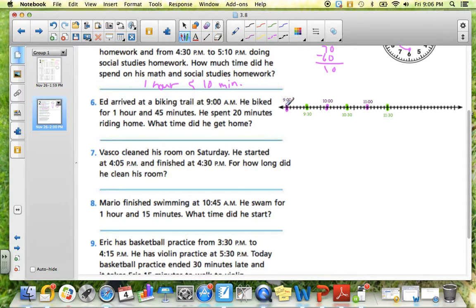So let's start on our number line at 9 a.m. and he biked for 1 hour. So from 9 to 10 and then 45 minutes. So we know that this is 10:30, 10:35, 10:40, 10:45. So this is where he is now. Then he spent an additional 20 minutes riding home. So let's count 20 minutes by fives and see where we get. So 5, 10, 15, 20. So we get right here. And we know that this is 11 o'clock on our little timeline. So 11:05. He got there at 11:05 a.m. Perfect.